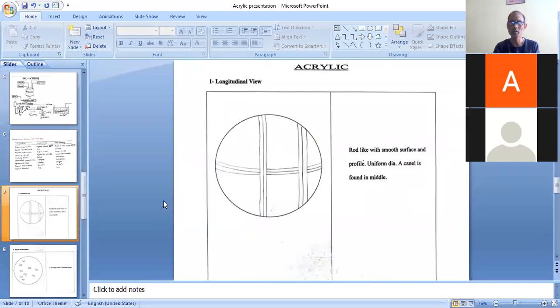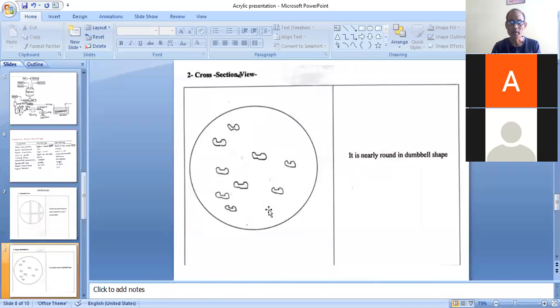This is the microscopic view, in which first we have shown the longitudinal view. You can see in the diagram the longitudinal view of one, two, or three fibers. It is a rod-like structure having a smooth surface and uniform diameter, and one canal can be seen in the middle of the fiber. That is the longitudinal view of acrylic. The cross-sectional view is nearly round, in dumbbell shape.